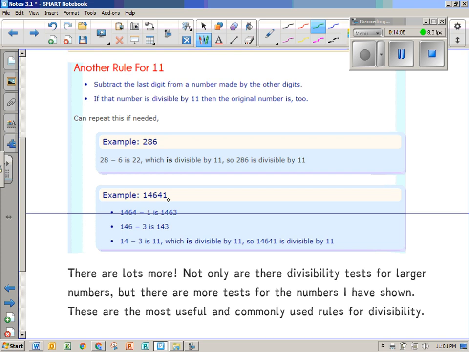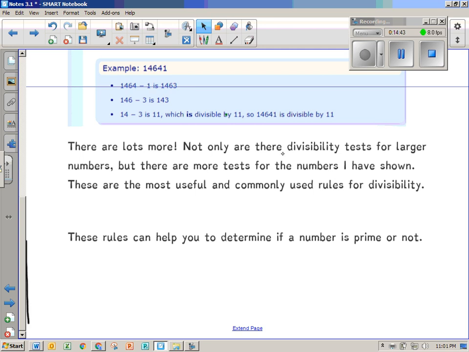Here's a much bigger number. Notice how you can keep going on this one. If you subtract 1 from the 4-digit number in front of it, you get 1463. Now if you subtract 3 from 146, you get 143. And then if you subtract 3 from 14, you get 11, which is divisible by 11. So we know 11 is a factor of 14,641.